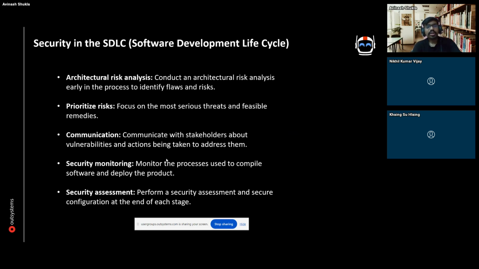Then we can do architectural risk analysis, that is, at the architecture level, how we can remove and identify the flaws and risks. A proper architecture is always important for any application that is to be developed. Then we should prioritize the risk, focus on the most serious threats and feasible remedies.